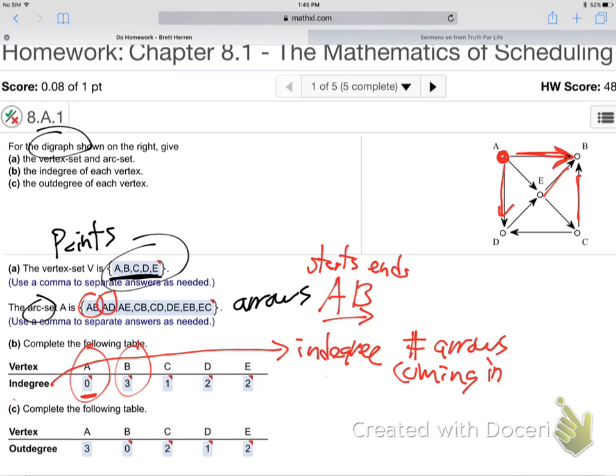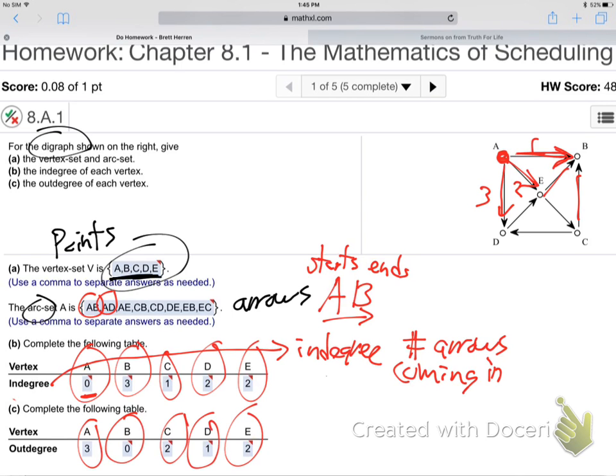Pretty simple, right? C has 1 arrow coming in, D has 2, E has 2. And then out degree, you know what that means. How many arrows going out from that point? So how many arrows going out from A? 1, 2, 3. Arrows going out from A. Out from B is none, and on you go. Out from C is 2, D is 1, E is 2.